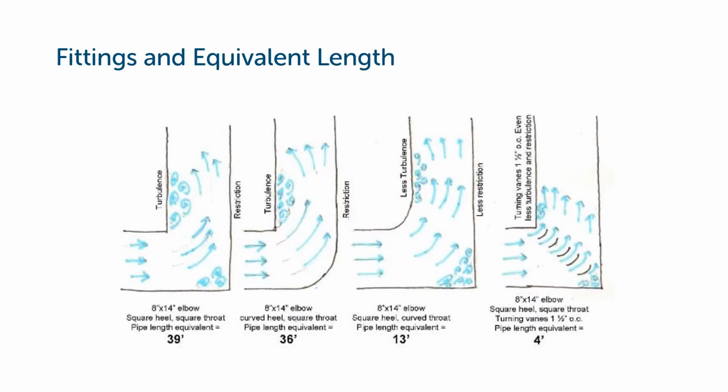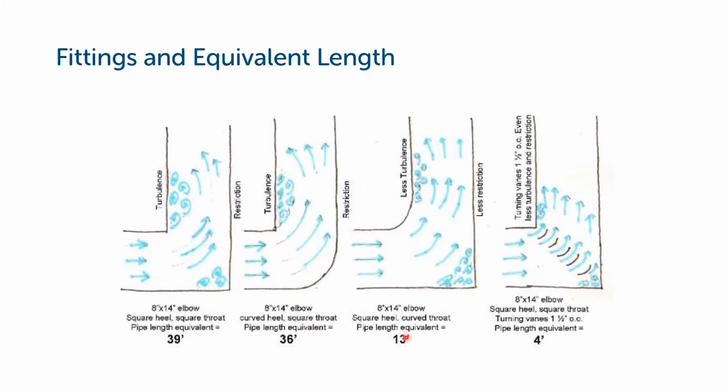This sketch really does a nice job of showing us where the turbulence is. If we look at the turbulence here, this one with the square throat and square heel, we see turbulence built up on both sides. If we look at the turbulence on this one with the radiused heel and the square throat, we see turbulence built up on the back side of the throat. If we have a radiused throat and a square heel, we see less turbulence behind the throat, but a little bit out here in the heel. And we can see the equivalent length is reduced every time we do something to this fitting. So remember we saw before the effect of the throat versus the heel. Well, here it's showing up again.